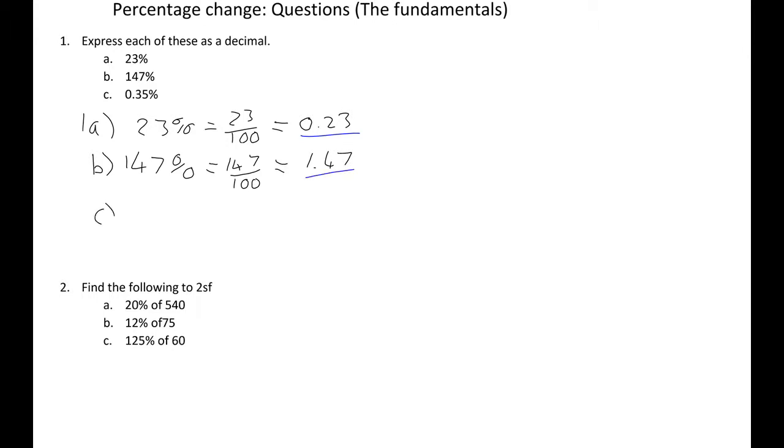And then finally, part C, 0.35%, which equals 0.35 over 100. Again, we move the decimal place 2 points to the left, and that is 0.0035. And that's it. That's how we do the first question. Moving on to the second question.